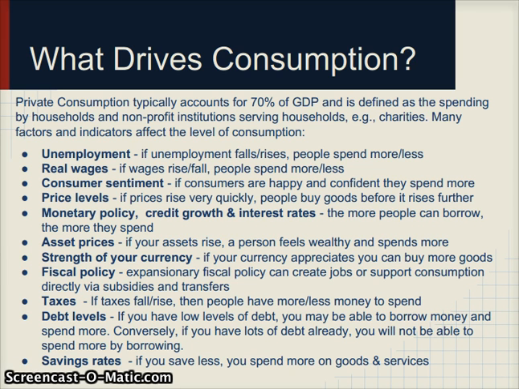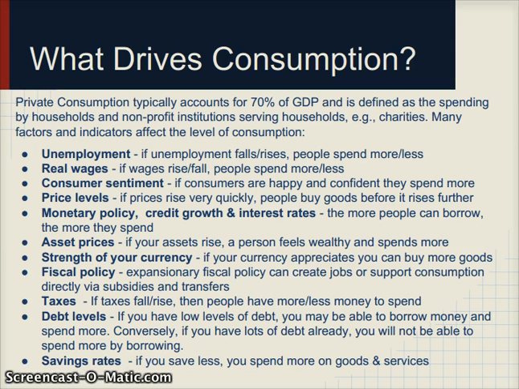Fiscal policy is also another thing that one should look at when thinking about what drives consumption. So fiscal policy is essentially government's taxing and spending, and if the government pursues expansionary fiscal policy, either by giving jobs to people or providing subsidies or wealth transfers, then this can stimulate consumption. So for example, unemployment benefits are a form of subsidies which provide people with the ability to consume more.